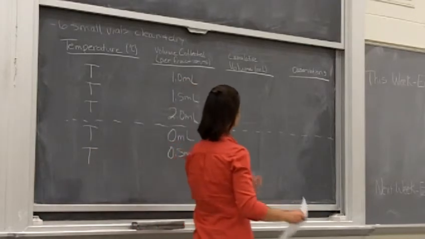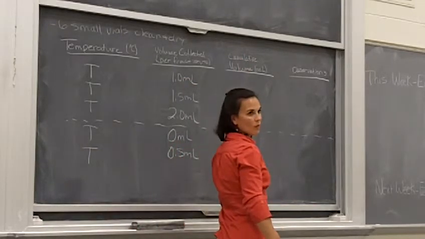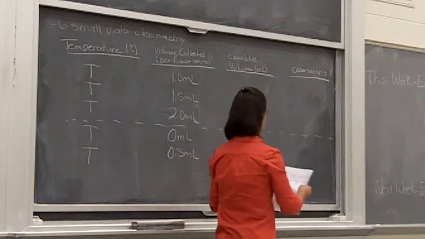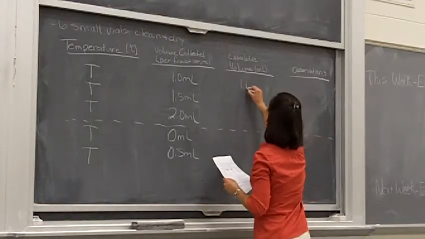Then for cumulative volume, we want these to keep going. We don't want them stopping as you collect each fraction, okay? So it'll start out the same.